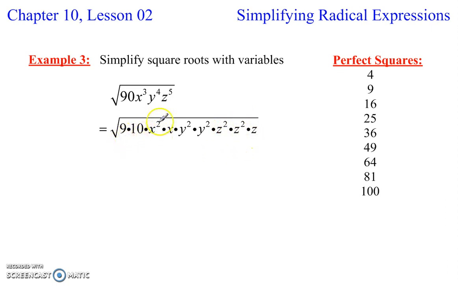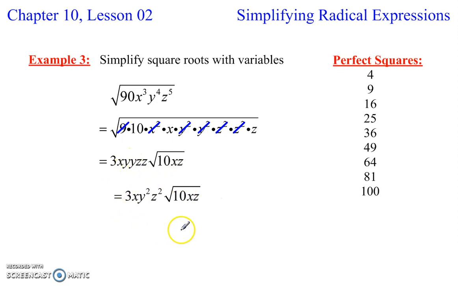Now I can pull out all the perfect squares. So I can pull out the 9, square root of that is 3. Can pull out the x squared, square root of that is x. Pull out the y squared, pull out the next y squared, the z squared, and then what that leaves me with underneath the radical is 10xz. And then I'll simplify this. Y times y is y squared. And this is my final expression.